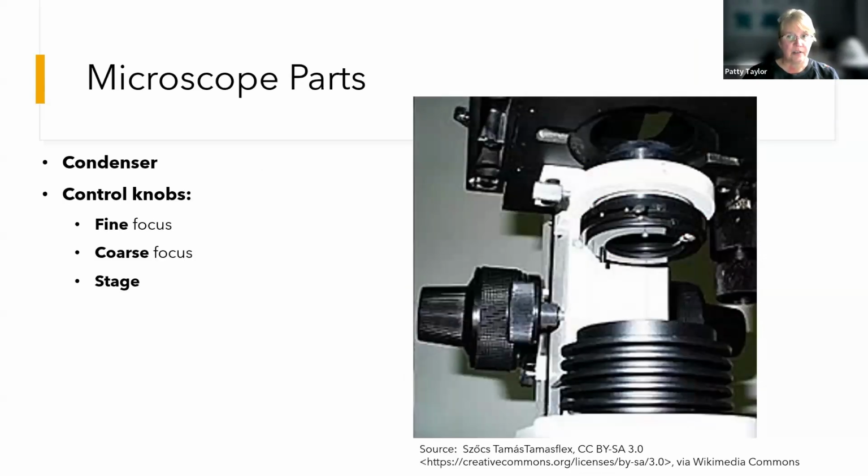Here's another view of the condenser. This time we're looking up underneath that mechanical stage. Here's the condenser. Now the light is sitting below it. And here is the fine focus knob, the coarse focus knob, and barely visible on the right side over there, those are the two stage control knobs. One to move you left and right, one to move you forward and backward.